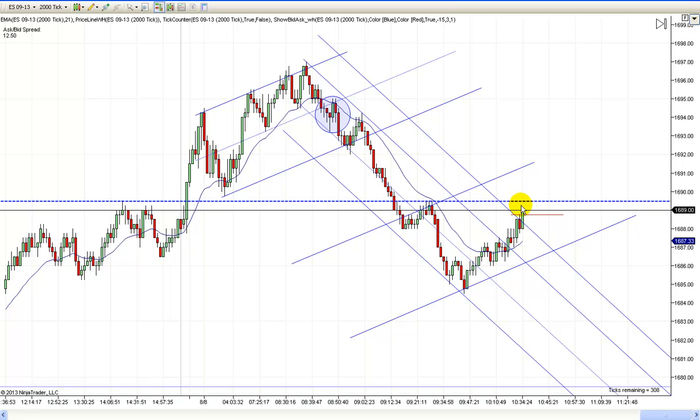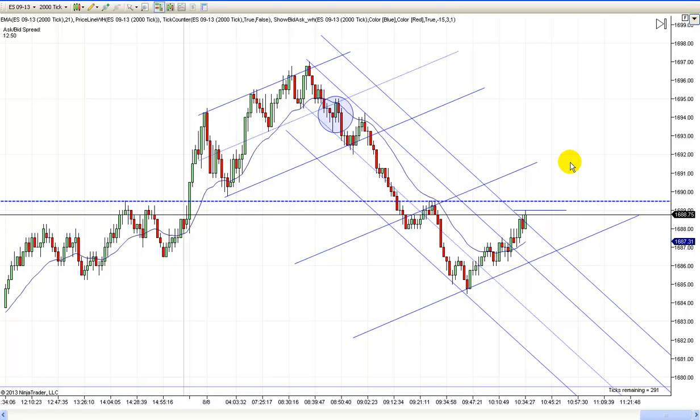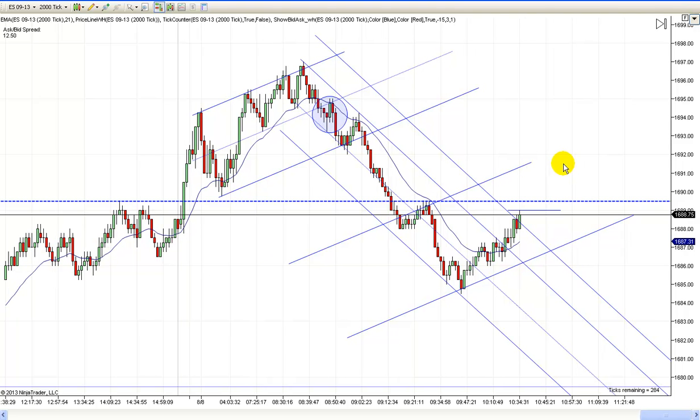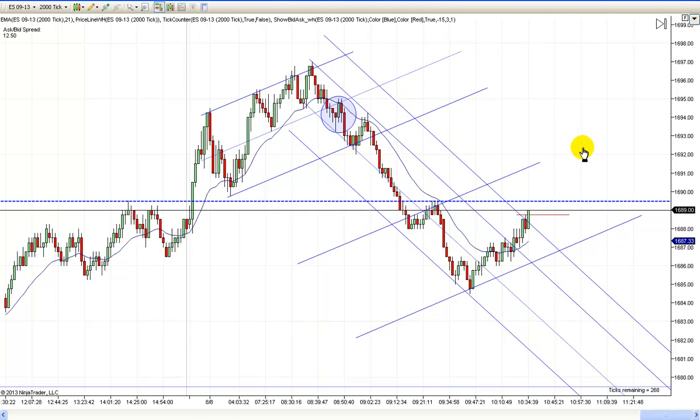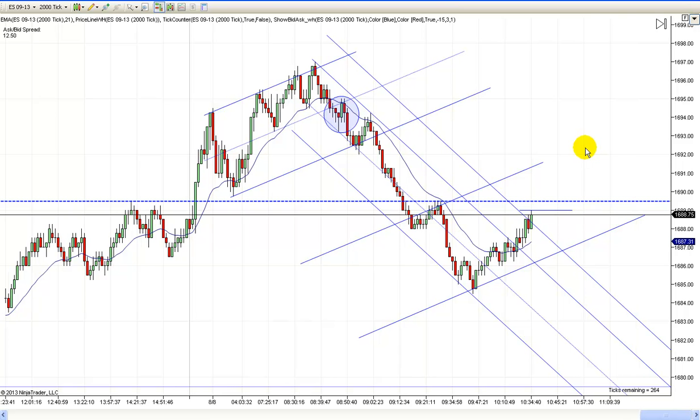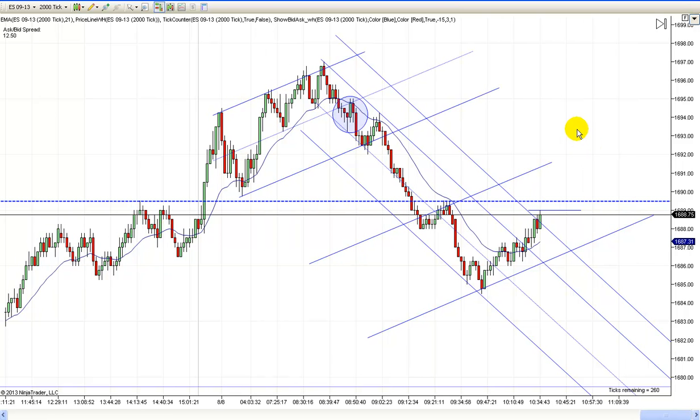I should have held on to it and left it where I had it right below this line, and I probably would have got another few ticks out of it. But we don't always get every tick out of every move. If we just get most of it, we're going to be happy. And if not, we'll always get another chance to enter again later.